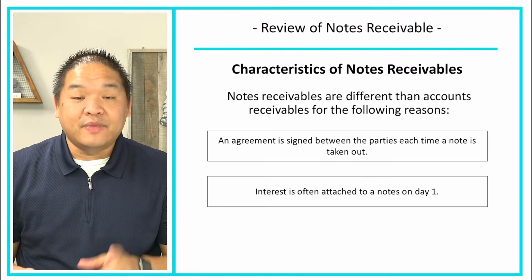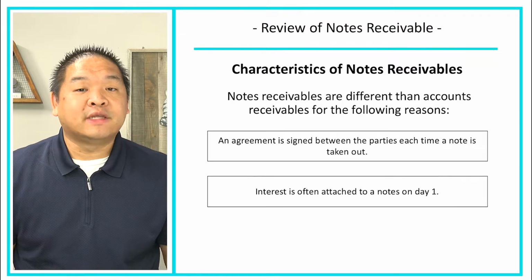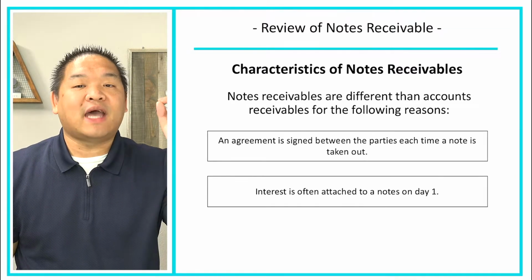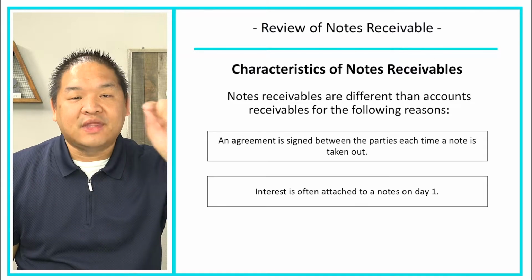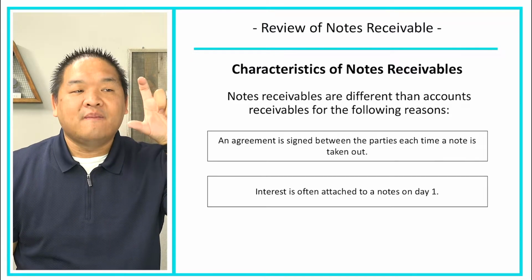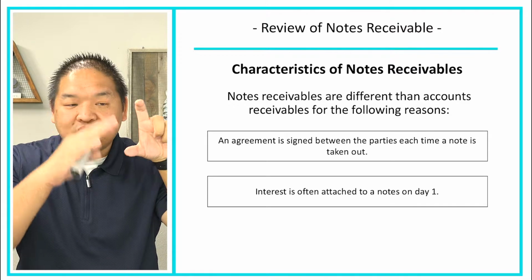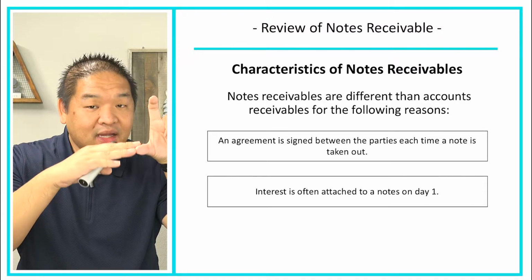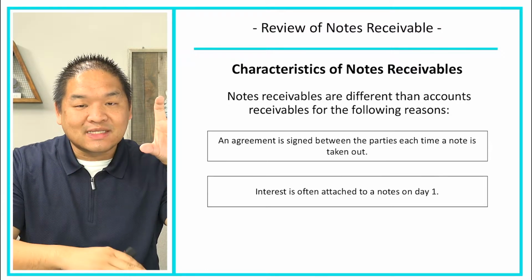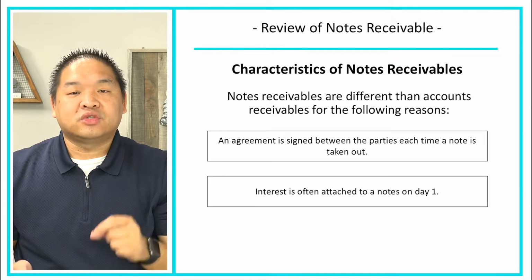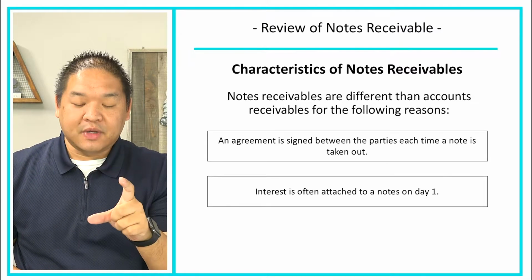Now, if an accounts payable doesn't pay on time, there may be interest attached to it after that, but there is this grace period of they have 30 days to pay and there's no interest attached to it. But if they don't make it within 30 days, then interest is attached to it. With a note, the interest starts on day one. There is no grace period.